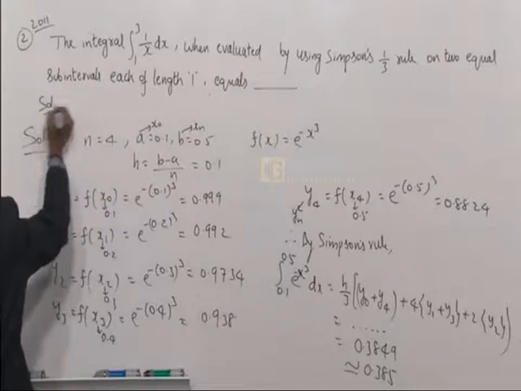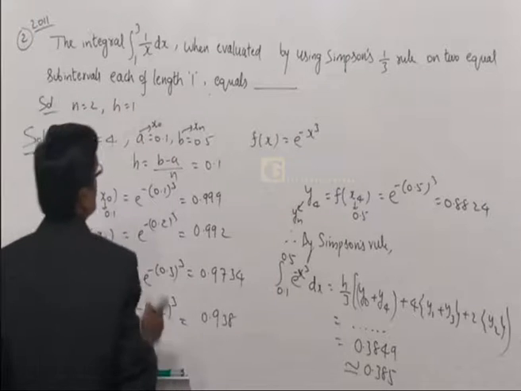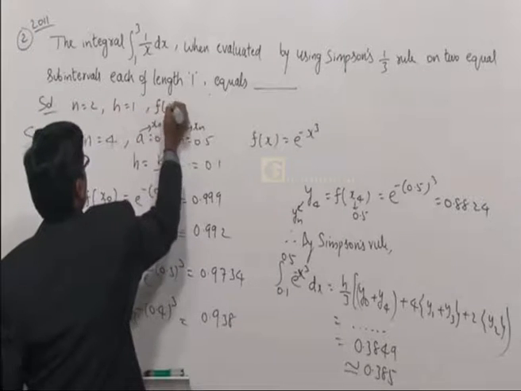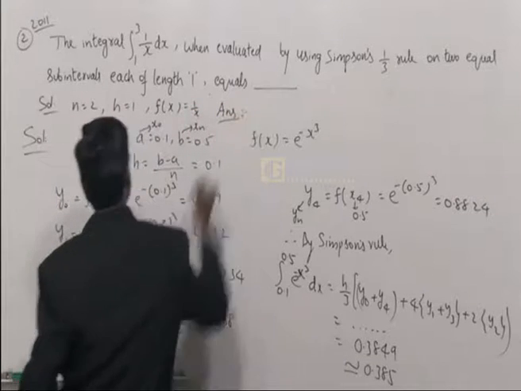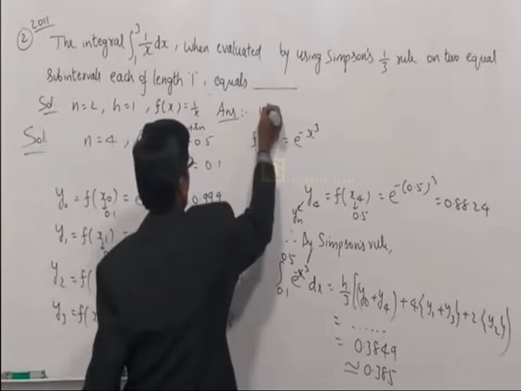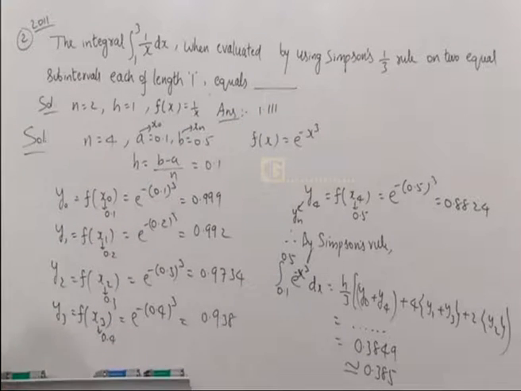Solution hints I am giving: n is equal to 2, h is equal to 1, f(x) is equal to 1 by x, and the final answer I am giving is 1.31 according to the options given. Later you check.